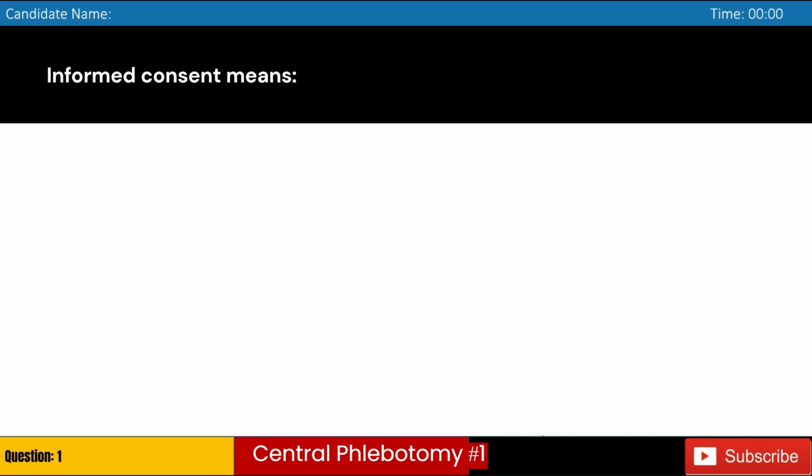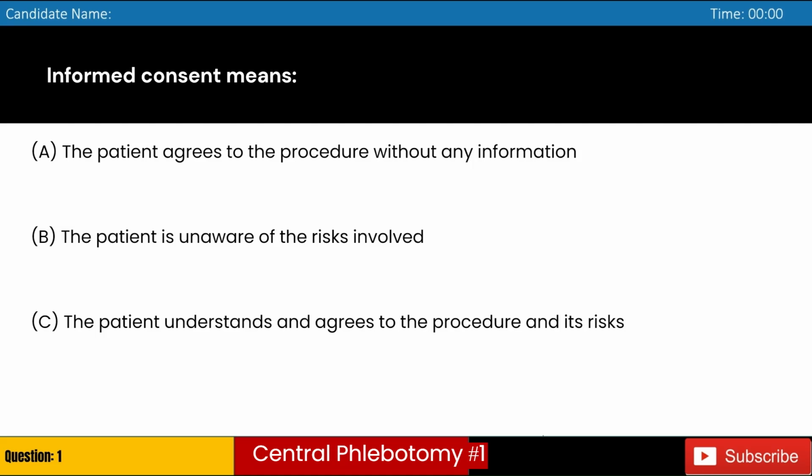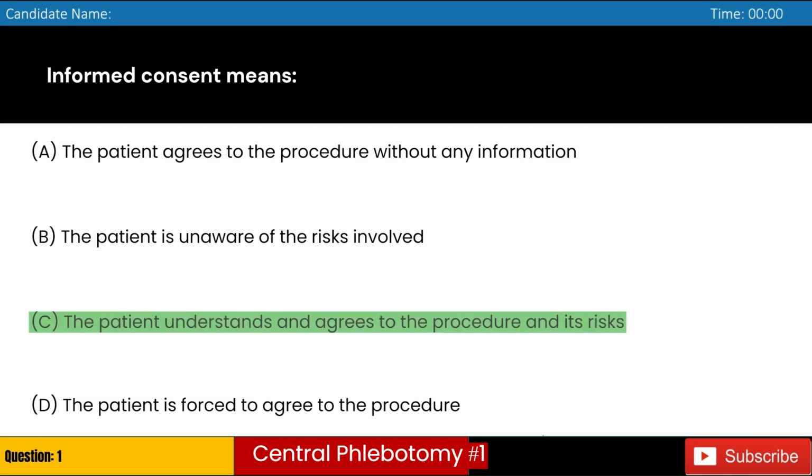Informed consent means: A. The patient agrees to the procedure without any information. B. The patient is unaware of the risks involved. C. The patient understands and agrees to the procedure and its risks. D. The patient is forced to agree to the procedure. Answer: C. Informed consent means the patient is fully aware of and agrees to the procedure and its potential risks.